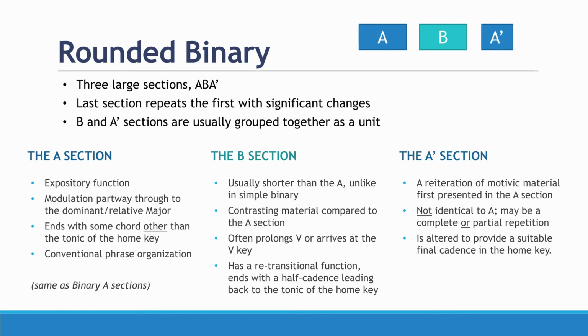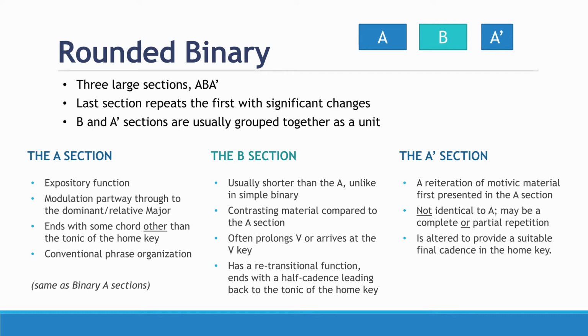It's not going to be absolutely identical to A, though. It might be a complete repetition or a partial repetition. So again, there's going to be some modification to it. It's going to start like the original A, but it's probably going to end in some different kind of way. Particularly, the A prime section is altered to provide a suitable final cadence in the home key.